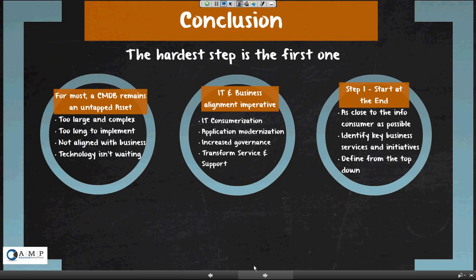So I'm going to try to bring this in for a landing. In conclusion, probably the most important thing to point out here is that the hardest step really is the first one. I often have customers, clients, people that I speak to about this approach, and it usually goes like this: yeah, I see that, I get it, no, this makes perfect sense, but, and they struggle with the fact that they've got 25,000 CIs in their database already.